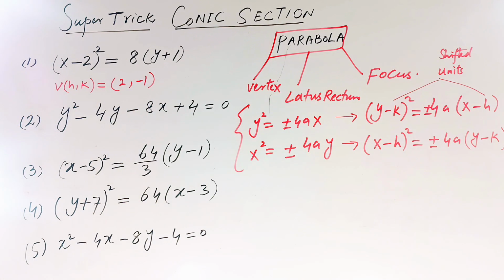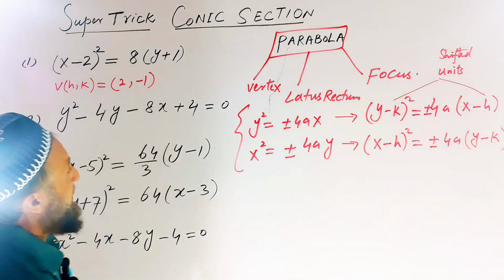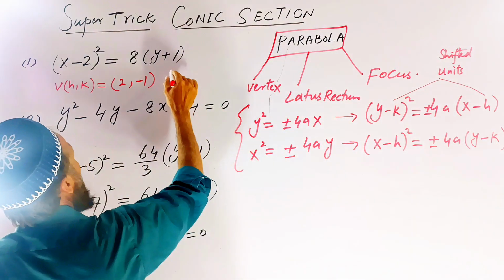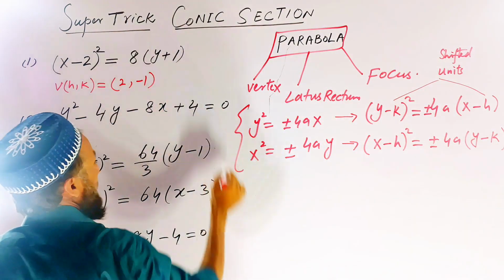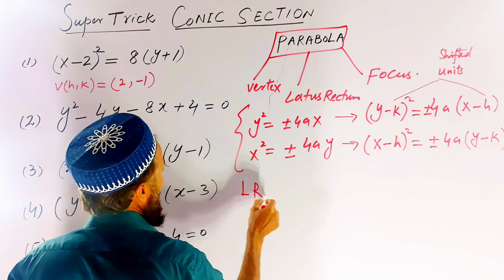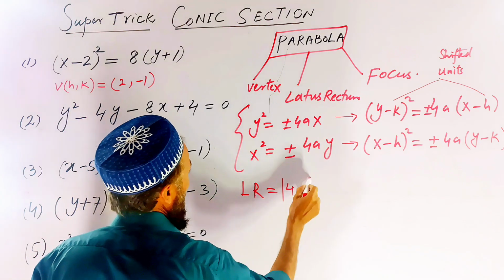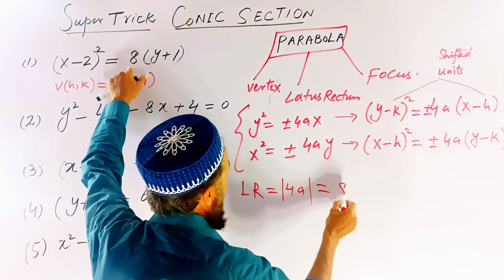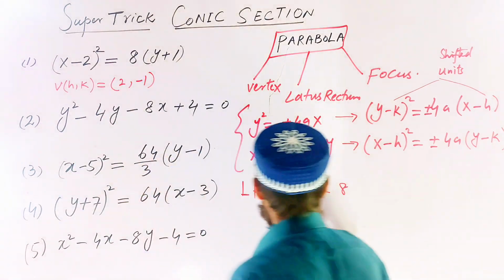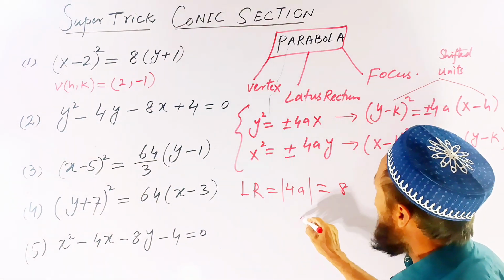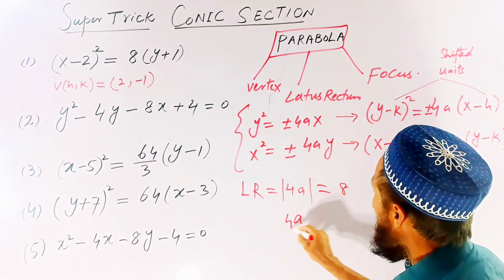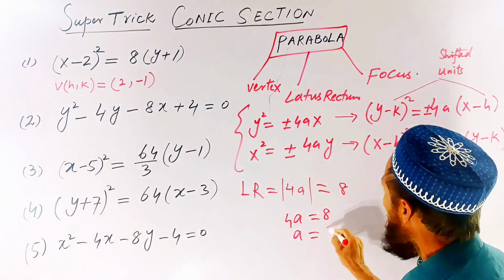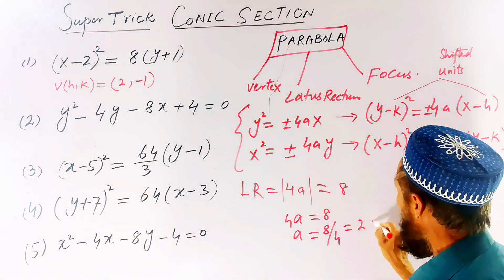Also the second method we are using in this form. If we are finding the latus rectum, as we know, the latus rectum of this equation is 4a absolute, so that will be equal to 8. It means that 4a is equal to 8, so a is equal to 8 divided by 4, which is 2.